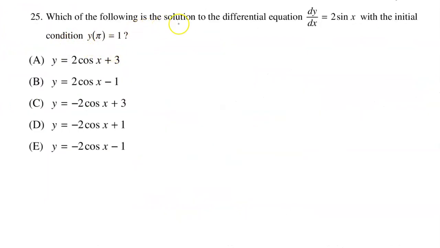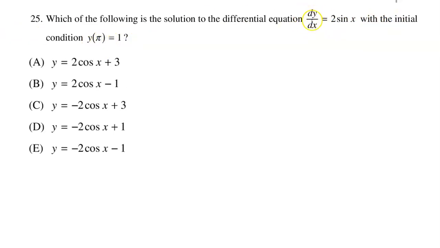Which of the following is the solution to the differential equation dy dx equals 2 sine x with the initial condition y at pi is equal to 1? Since dy dx is written entirely as a function of x, we can just go ahead and take the integral of both sides of the equation. The integral of dy dx is just y, and the integral of 2 sine x is negative 2 cosine x plus c.